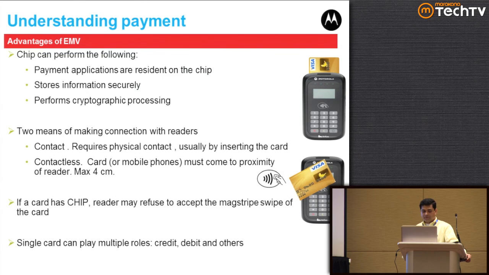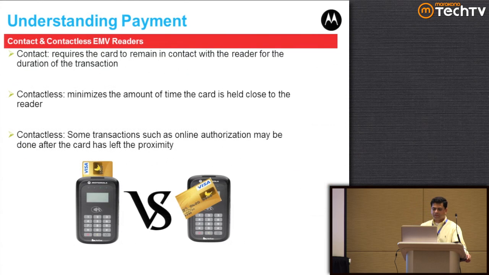And the thing is, if a card has a chip on it, there's possibility there is also a magnetic stripe on the back of the card. And you take it to a reader that's capable of reading the smart card, and you try to use the mag stripe, it may refuse it. You have the smart card, use it. It may allow it, because some may allow it.